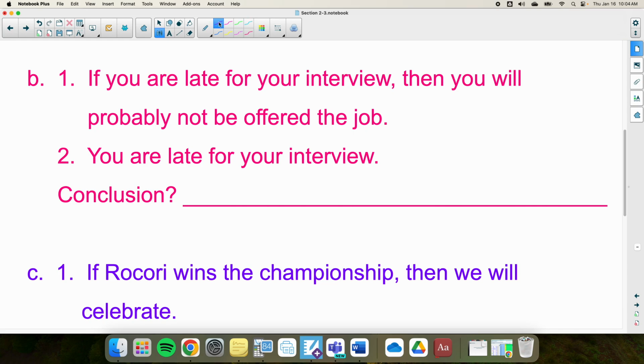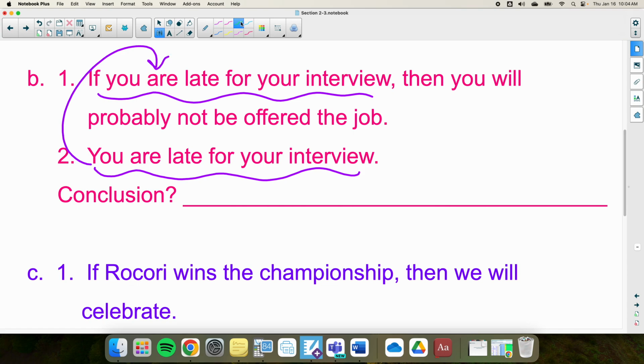Then let's look at this one. If you are late for your interview, then you will probably not be offered the job. You are late for your interview. So is this the same as this? Yes. So this is referring back to this. So what would we conclude on that then? You don't get offered the job. Yep, you probably will not be offered the job. What if you don't say probably? That's fine.